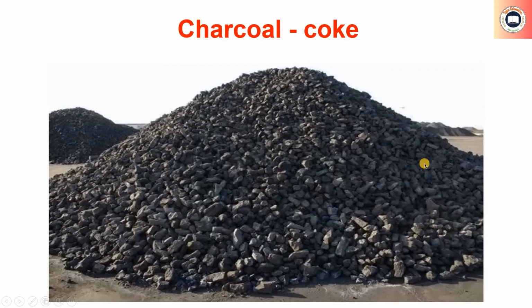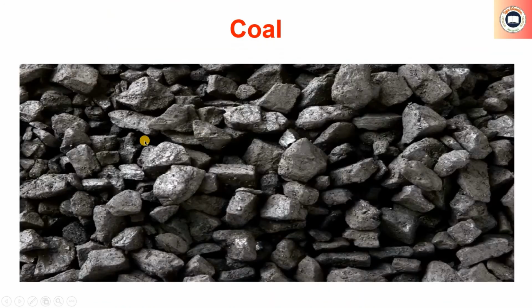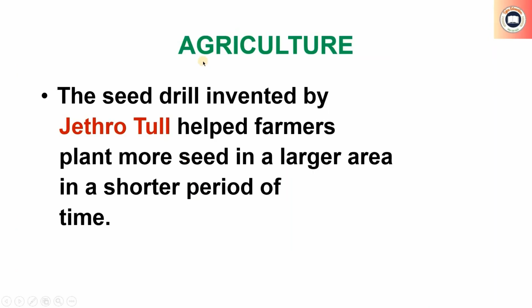Children, this is charcoal, a type of fuel made by burning wood. And this picture is iron. Iron is a metal and it is used to manufacture steel. Now, what is coal? Coal is a sedimentary rock made predominantly of carbon that can be burnt for fuel. Okay? Yes, students.